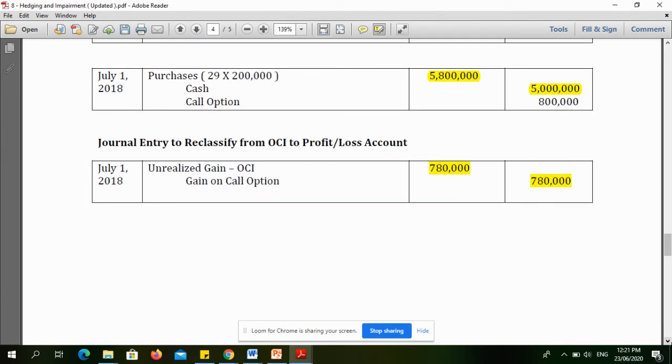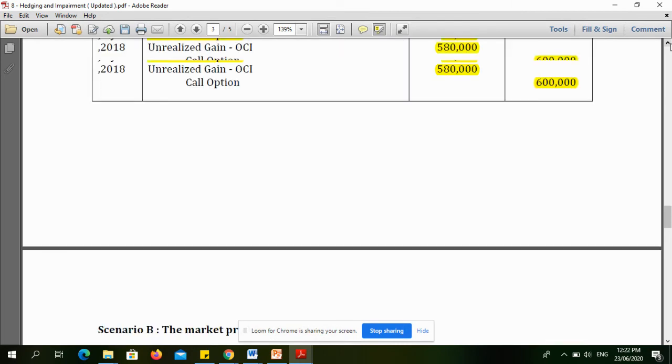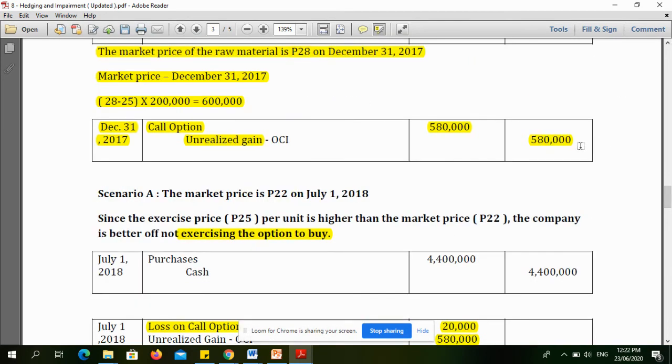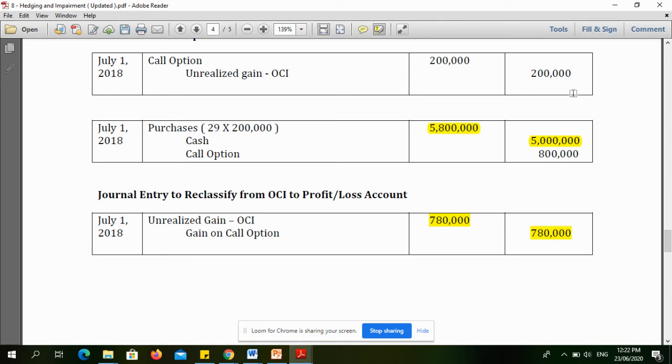But remember, one of the things that will make this different is this is also recyclable. So, ibig sabihin ng recyclable, from OCI, we reclassify it to profit or loss. So, remember, meron pang unrealized gain account worth 780,000 pesos. So, 580,000 pesos plus 200,000 pesos is equals to 780,000 pesos. So, because of that, we debit unrealized gain, OCI, and we credit gain on call option.